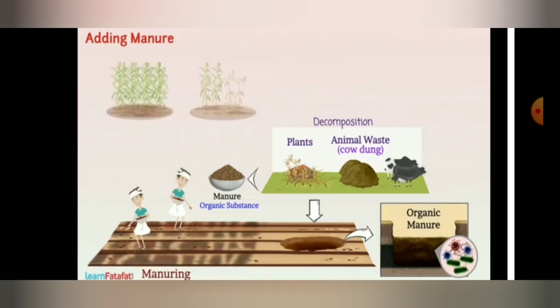So manures involve two types. One is organic manure, the other one is fertilizers. So understood what about the manure? Manures are purely formed by plant and animal waste.